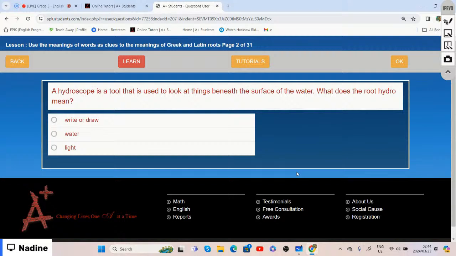And if you look at this word hydroscope and you look at telescope, what is the root word that both of these two words have? Since we are on that, what is the root that is similar that both of these words have? We have telescope and hydroscope. So they have scope. And what does scope mean?